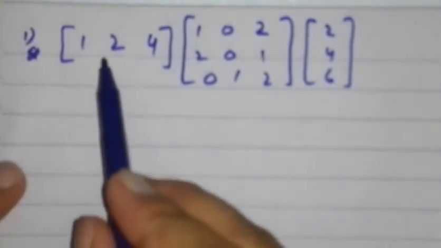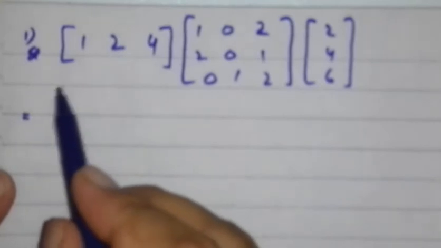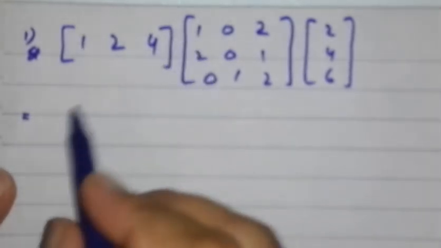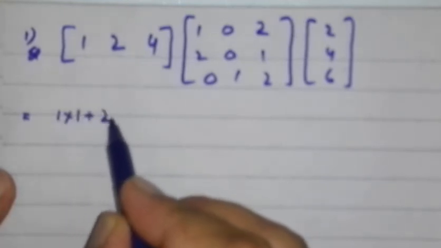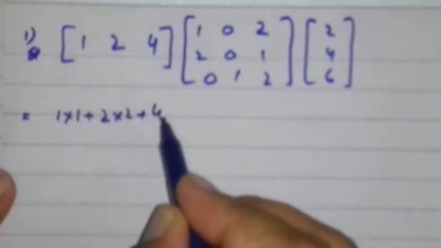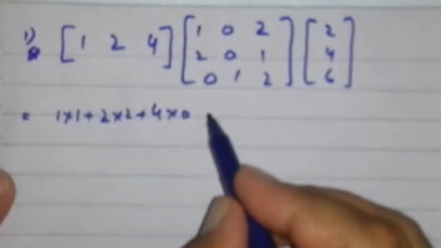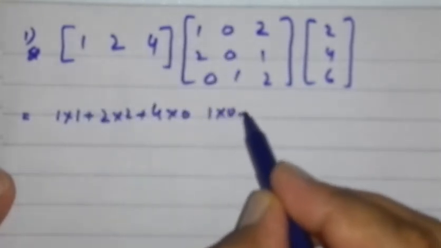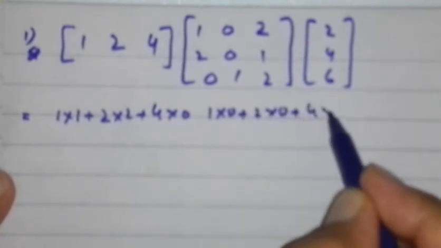Solution. First multiply these two. First row into first column: 1 multiplied by 1 plus 2 multiplied by 2 plus 4 multiplied by 0. First row with second column: 1 multiplied by 0 plus 2 multiplied by 0 plus 4 multiplied by 1.